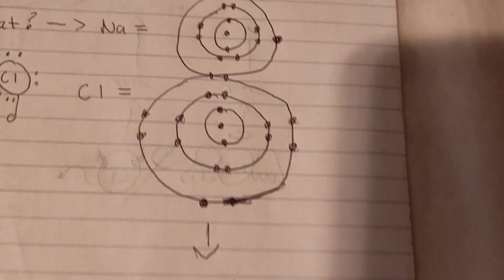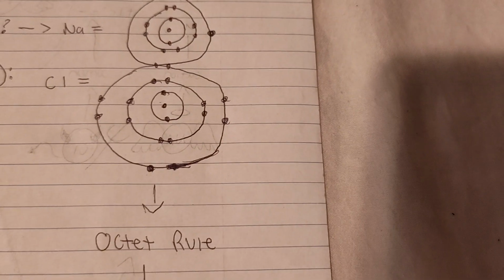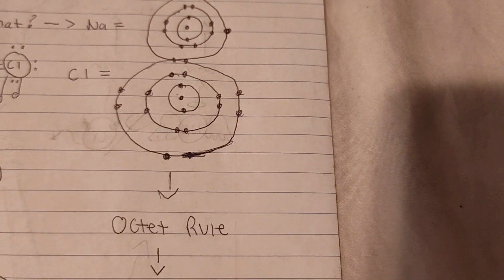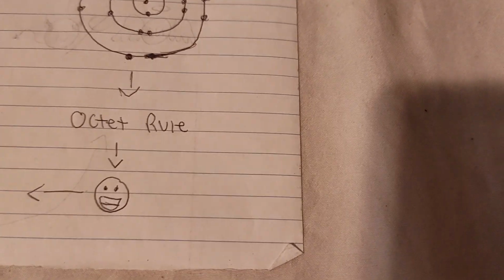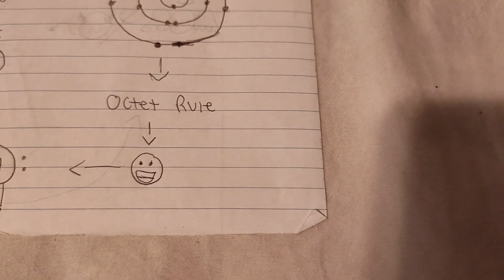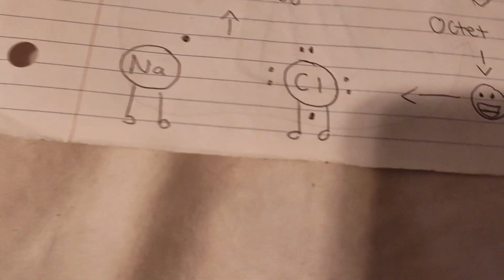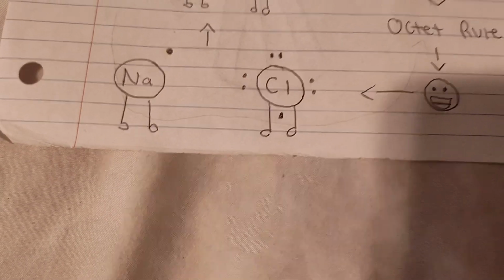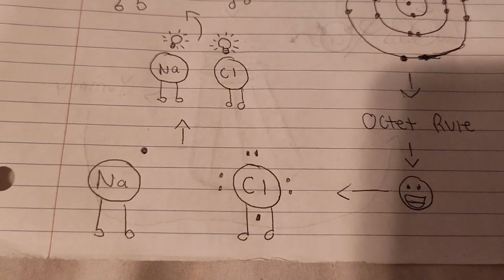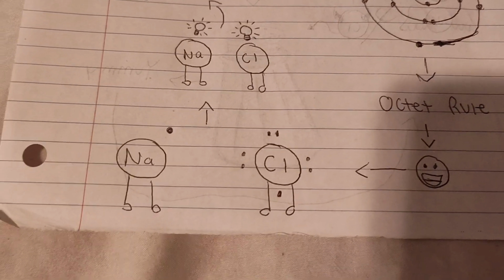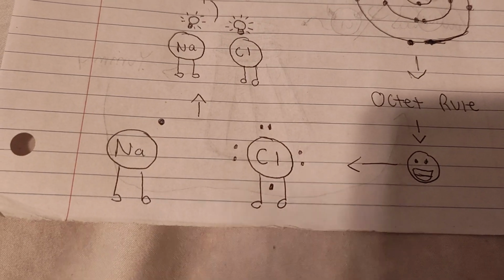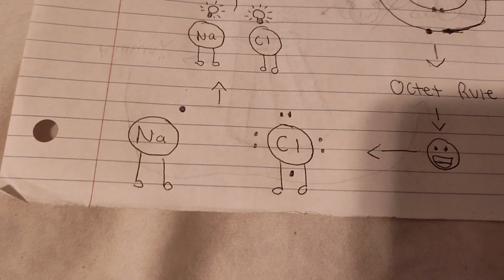Well, remember the octet rule? The whole having 8 electrons in a shell thing makes elements happy? Well, yeah. So this is going to be important. You have Na with 1 valence electron, and you have Cl with 7. And so Na and Cl have a bright idea, saying, hey, I have 1, you have 7, how about I give you 1, and you just keep that 1, so we can both have full octets.